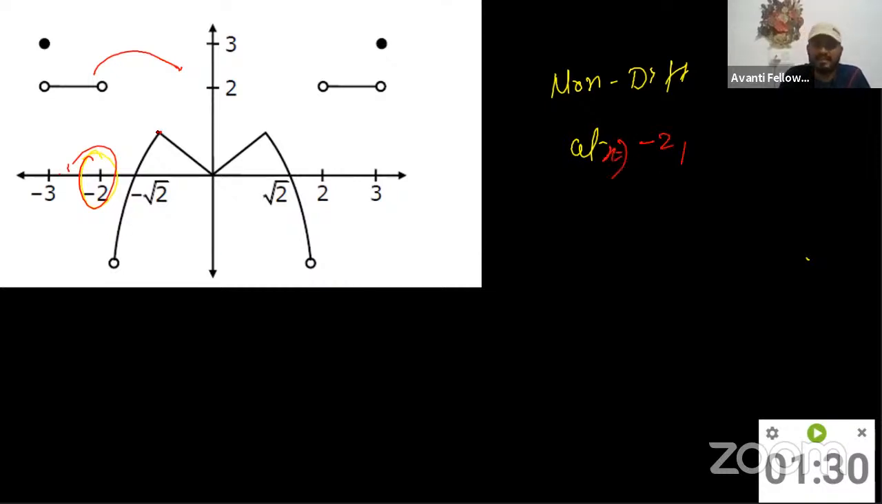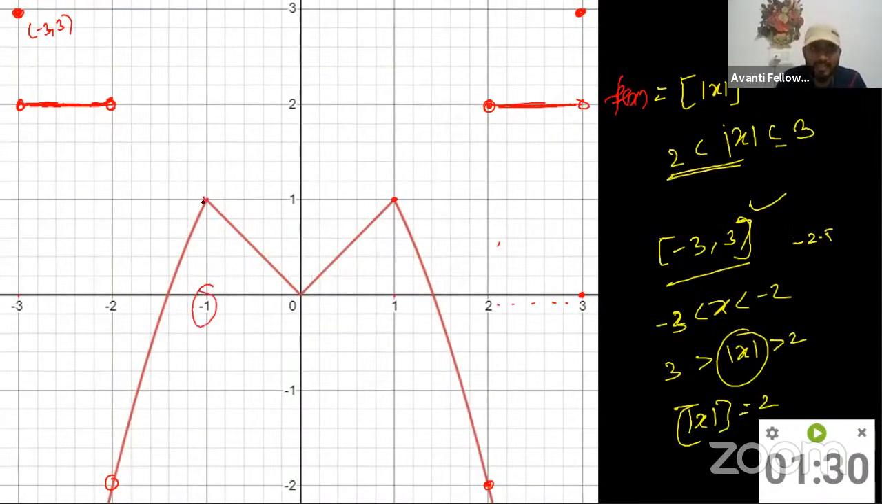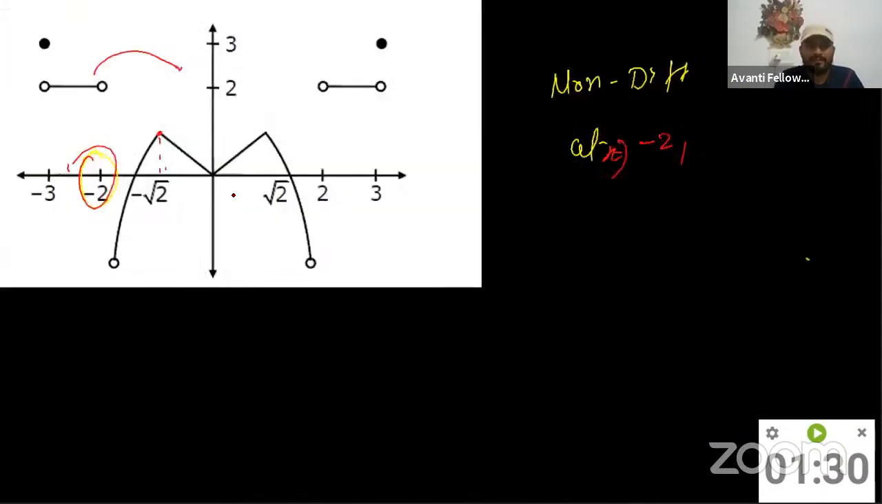Second, yes, at x is equal to 1. This point was x is equal to 1. At x is equal to 1, you have a sharp corner. Yes or no? This is x is equal to 1. This is again x is equal to -1. This is again x is equal to 1. Yes or no? So the function will be discontinuous at x is equal to -2, -1.